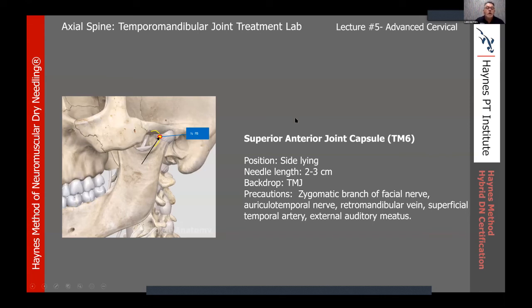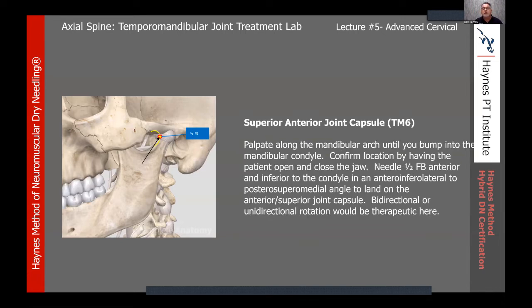Okay, then we'll look at the superior anterior joint capsule, the posterior inferior, and then the articular disc itself.